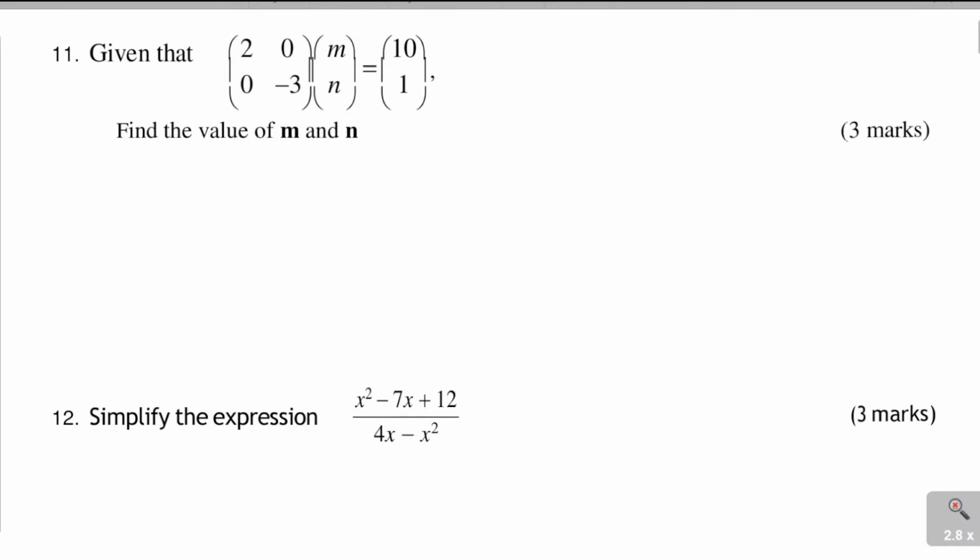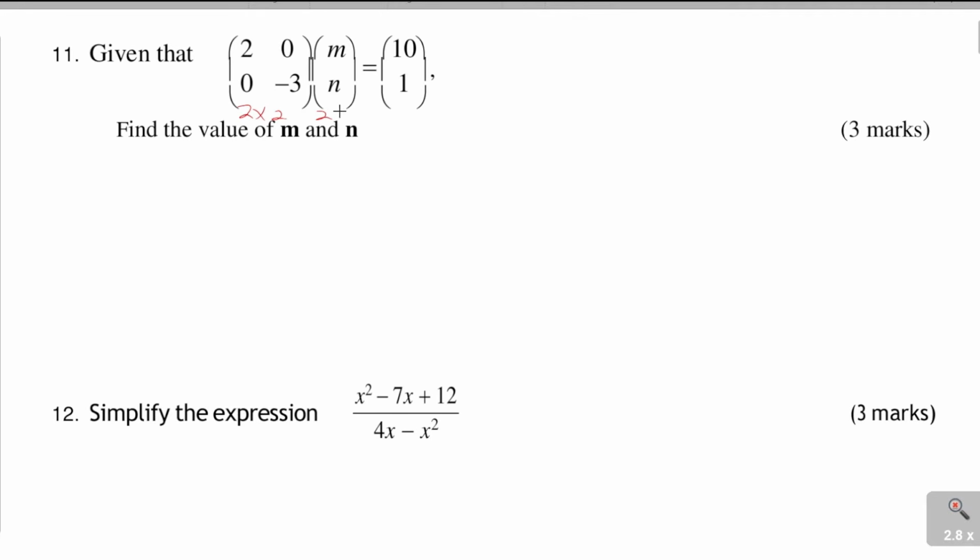Question 11. Given that the matrix 2, 0, 0, negative 3 multiplied by m, n is equal to 10, 1, find the value of m and n. These are multiplication of matrices. The first is a matrix of order 2 by 2, and you're multiplying it by a matrix of order 2 by 1. So the solution will be a matrix of order 2 by 1.